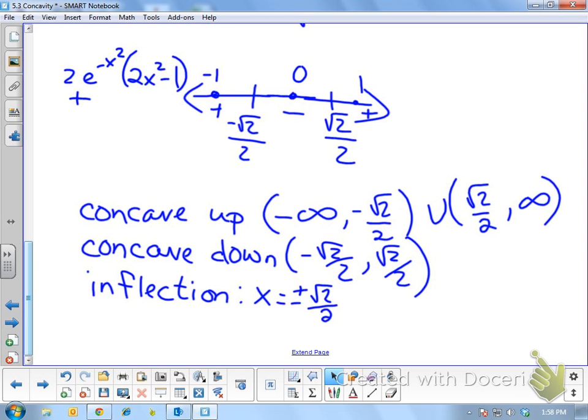It would not have been an inflection point if, say, we had all positive, then we have no inflection points, or concave up everywhere. It would look something like this. Concave up everywhere, we'd have these cusps instead. Or if we even just had positive to positive and then to negative, only √2/2 would be an inflection point. And negative √2/2 wouldn't be one because we went from positive to positive.